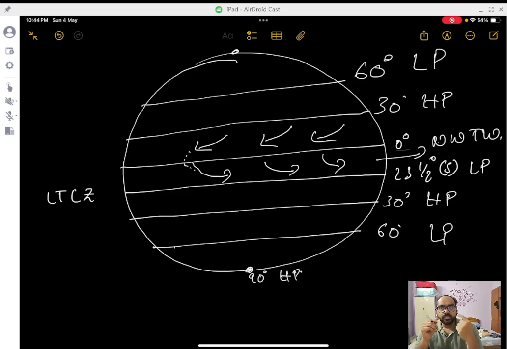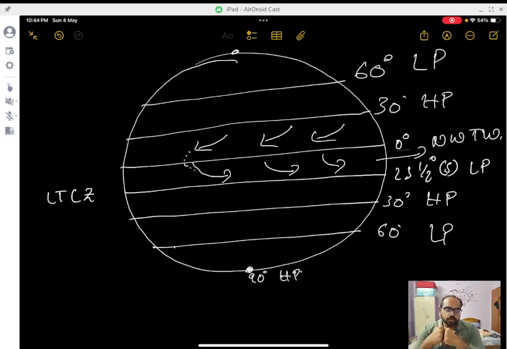So please be thorough with how winds are blowing, why they are blowing, how pressures and pressure belts are developed, why they are developed, how temperature is distributed on the entire Earth. Okay, please do learn about it. How seasonal variations occur. Please be thorough with these basic concepts so that it will be easier for us to study world climate, and it is very helpful for studying physical geography of India and monsoons in India.